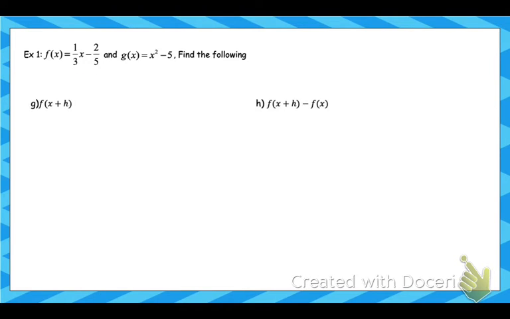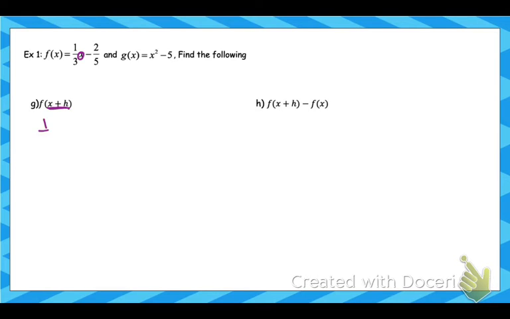All right, so again, let's do some more operations. f of x plus h. That means replace x in the f of x function with x plus h. Now, I know it's weird because it's more than one variable. That's okay. You'll have two variables in your answer.